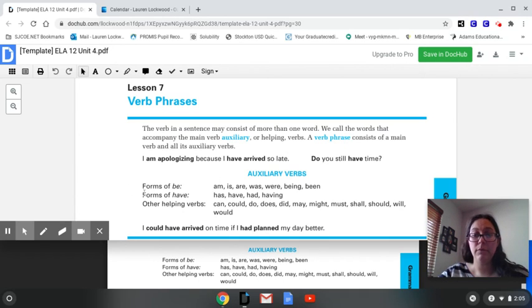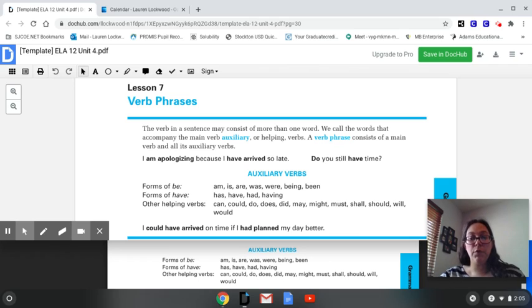Forms of be. This is to be, I am, he is, we are, he was, we were, being or been. Forms of have, like he has, I have, he had, we are having. And there are some other helping verbs that are here. Can, could, do, does, did, many.